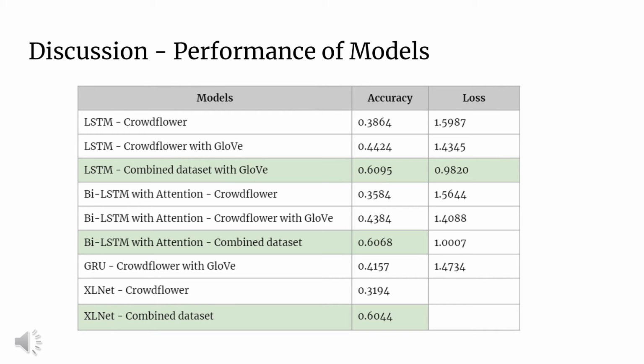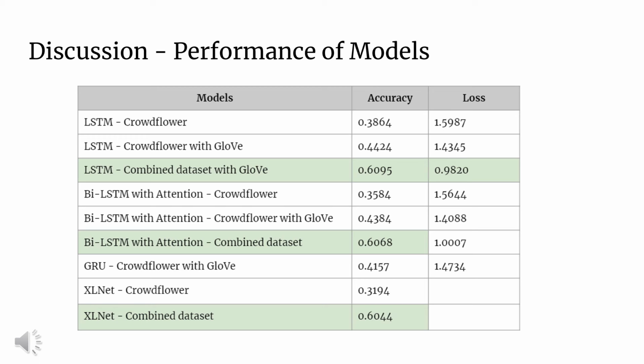For the discussion part, we will first take a look at the performance of models. For the Crowdflower dataset, LSTM with GloVe embedding performed the best, having the highest test accuracy of 44.24%, whereas the models without GloVe embedding and XLNet did not perform as well, as their test accuracy ranged between 30 to 40%. For the combined dataset, the LSTM model with GloVe embedding once again performed the best, having the highest test accuracy of 60.95% and lowest test loss.